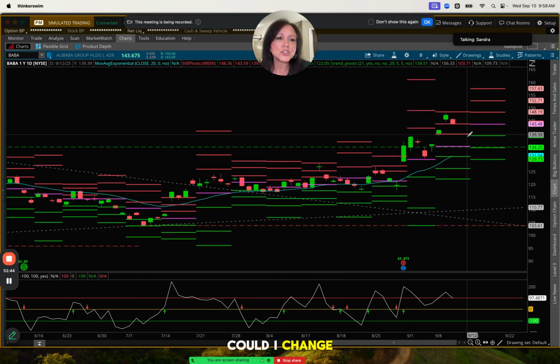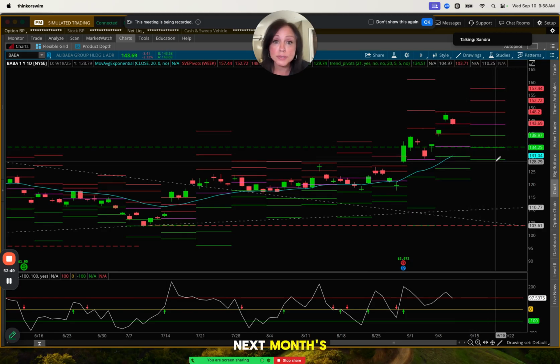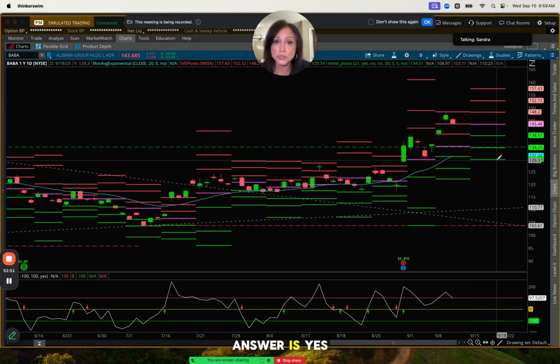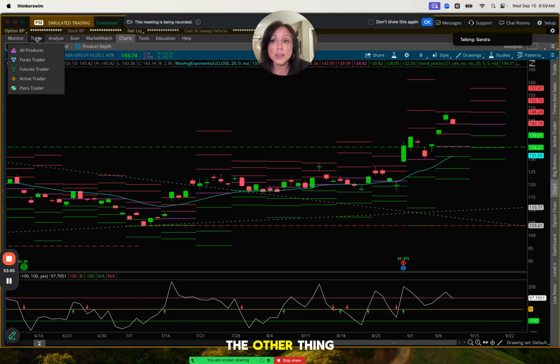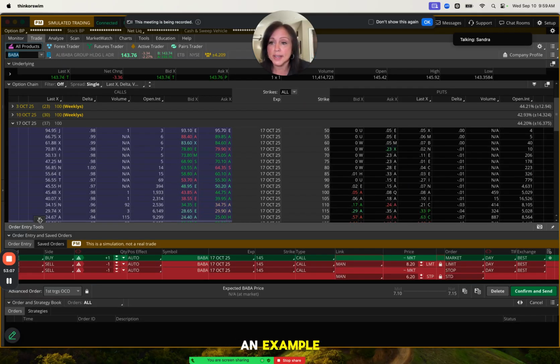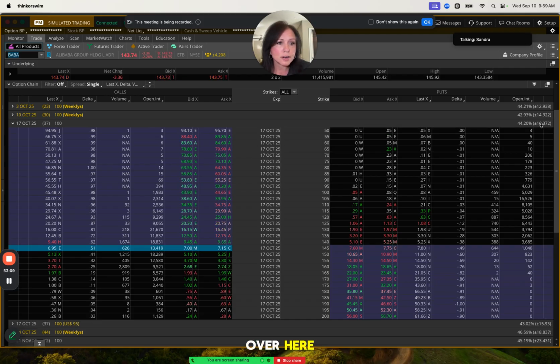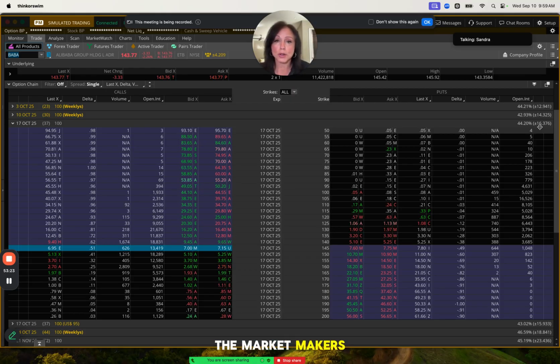Can I change this indicator to show me what next month's support and resistance levels are? The answer is yes. So you know how you took your October contract? Could I look out a couple months in advance and see? Yeah. The other thing you could do is just look at BABA as an example and go right over here on BABA on the trade tab for October. And you see how it says plus or minus $16.37? That's the expected move that the market makers have for BABA.